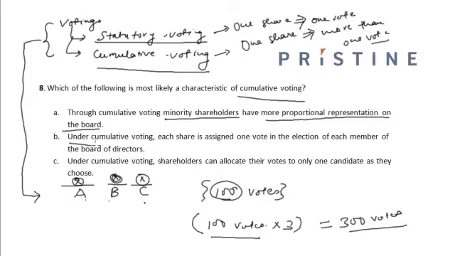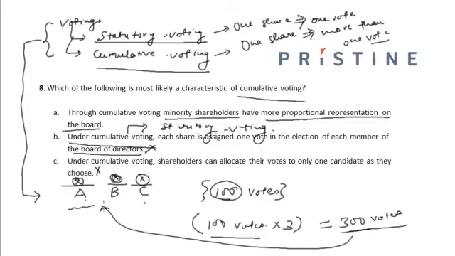board. Under the cumulative voting, each share is assigned one vote in the election of each member of the board of directors. This statement is incorrect because this is a characteristic of statutory voting. Under cumulative voting, shareholders can allocate their votes to only one candidate as they choose. This is also incorrect. They can distribute these 300 votes among these 3 candidates in the ratio they like.